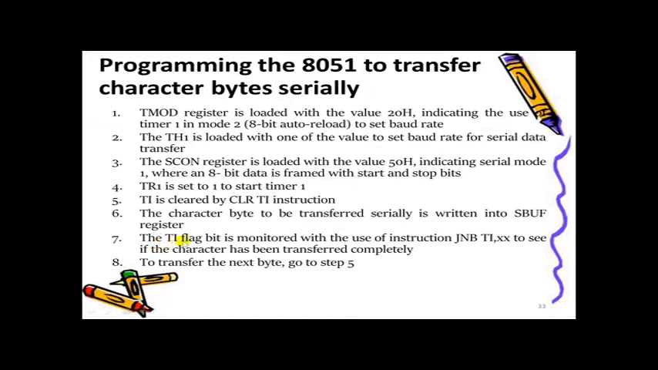The TI flag bit is monitored with the instruction JNB TI to see if the character has been transferred completely. To transfer the next byte, go back to step 5 and clear the TI flag again, write the next character byte into the SBUF register, and repeat steps 7 and 8. That's how it actually works.